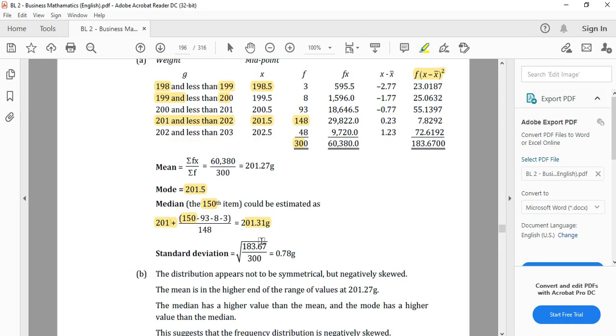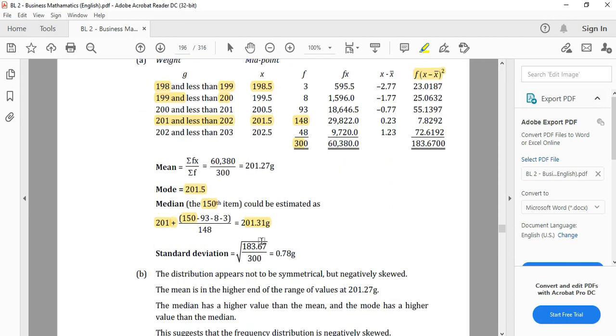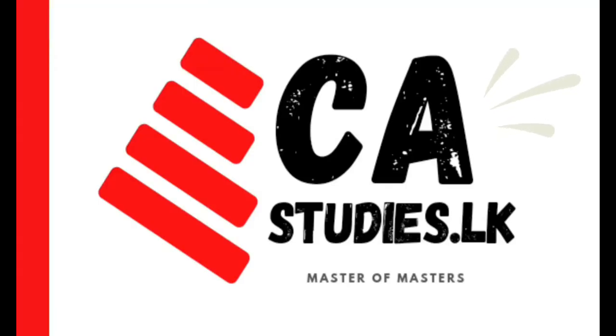So with that, we finish the chapter on dispersion, but we will do more questions to make us familiar. What you should do is, first of all, memorize all the formulas and understand the meaning of everything. Only then can you find the right answer. So let's meet in the next video.